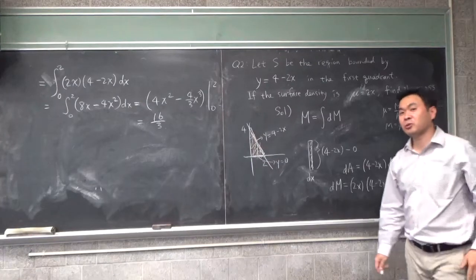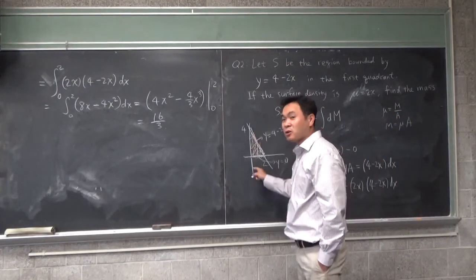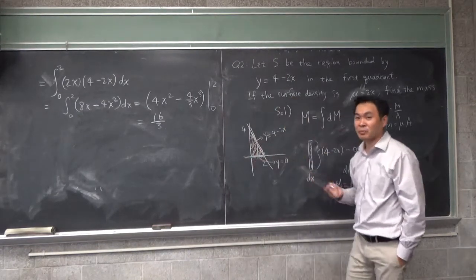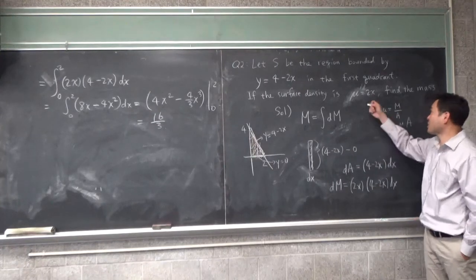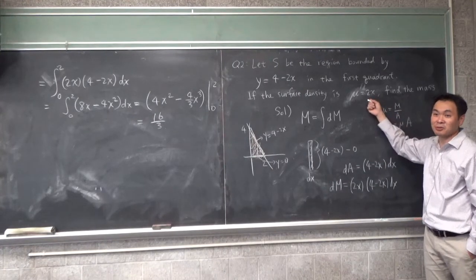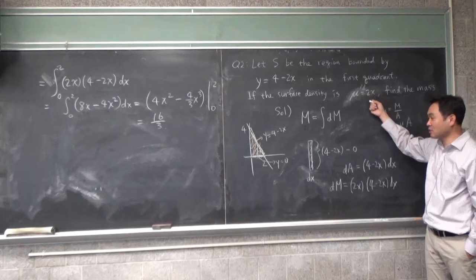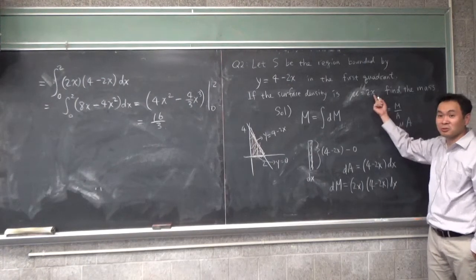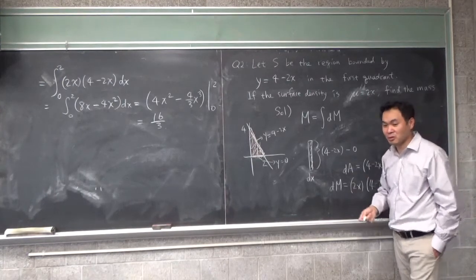Okay, now back to the question. Why did vertical strips work, whereas if you try to do the horizontal strip, it's a bad idea? That's exactly right. The surface density is given as a function of x, and because it's a function of x, we only know how to integrate by dx. If we did dy, then I don't know what to do. It's given as 2x, so it's impossible.